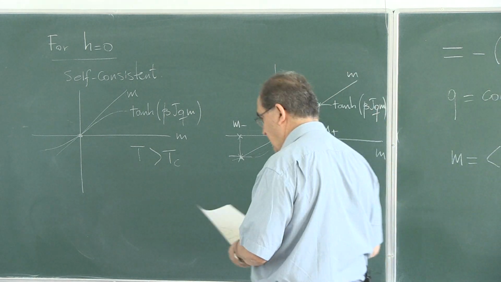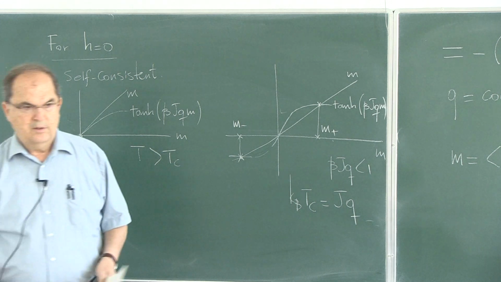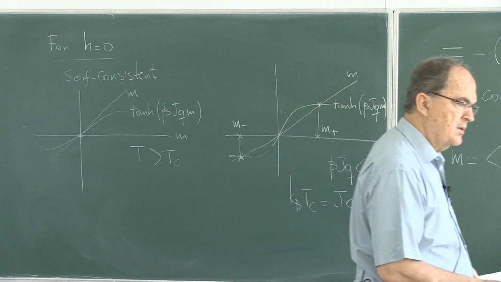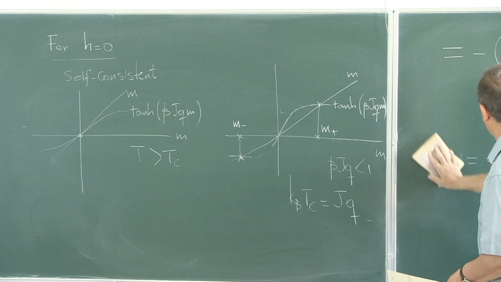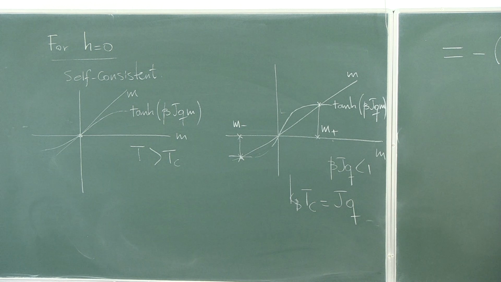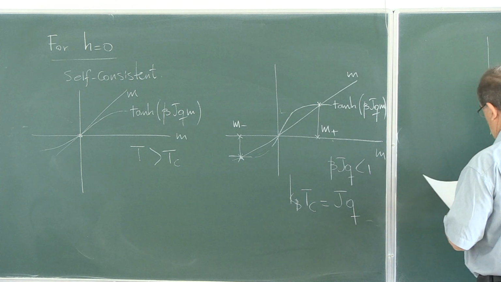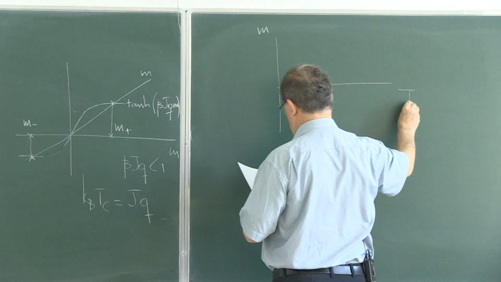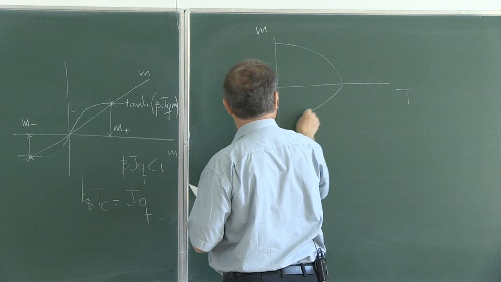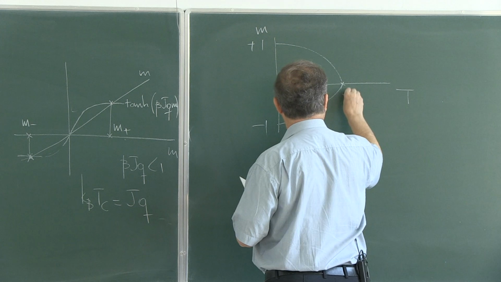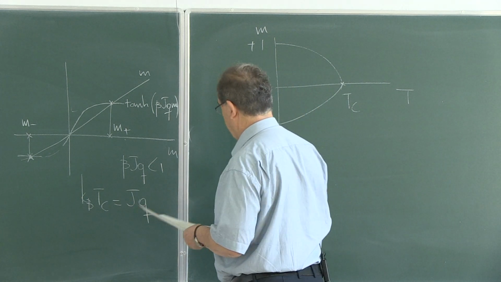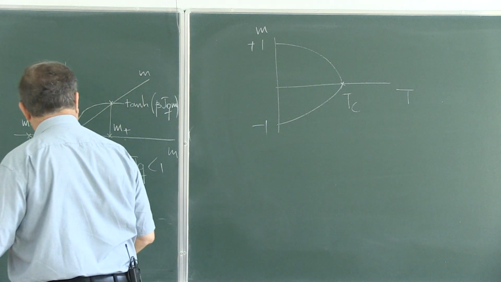So you have a phase transition in this case. So even this mean field approach is giving you a feeling for the appearance of a magnetization in the absence of applied magnetic field. That means spontaneous magnetization. So if you plot M as a function of temperature, you see that you have something like this, -1, +1. This is Tc. Proportional to J times q.